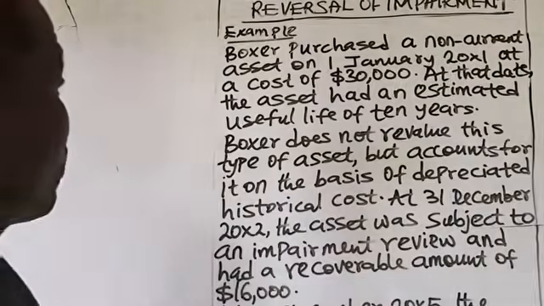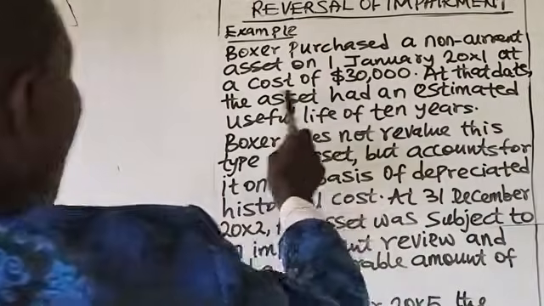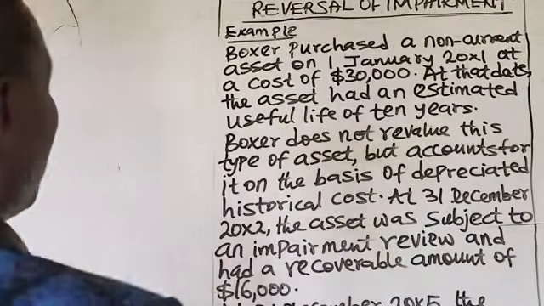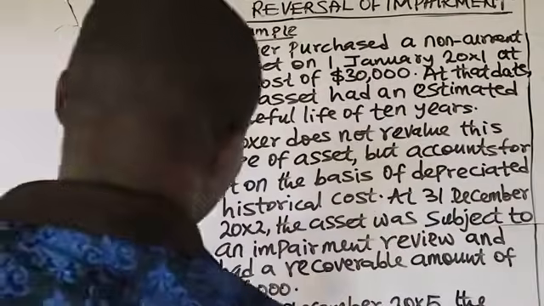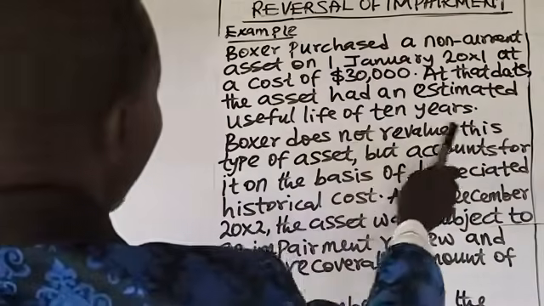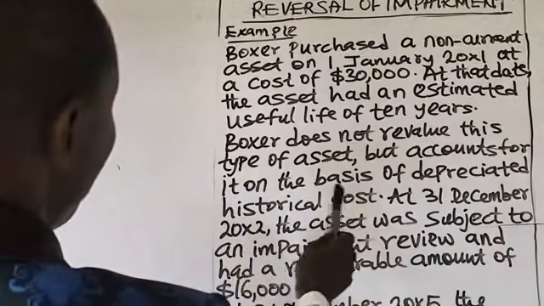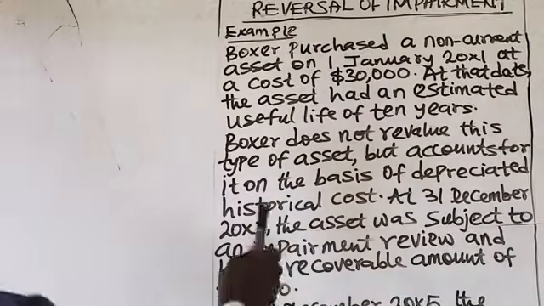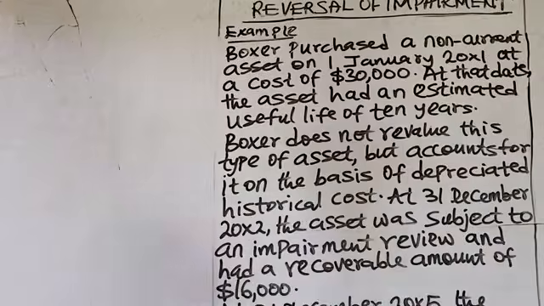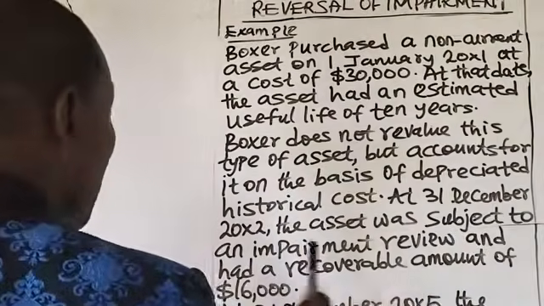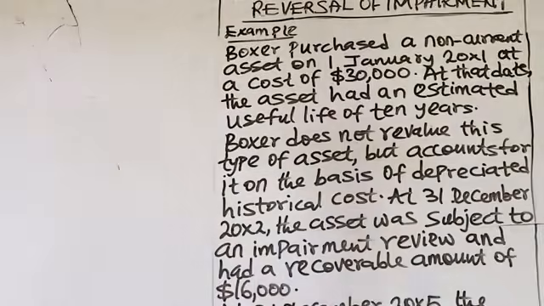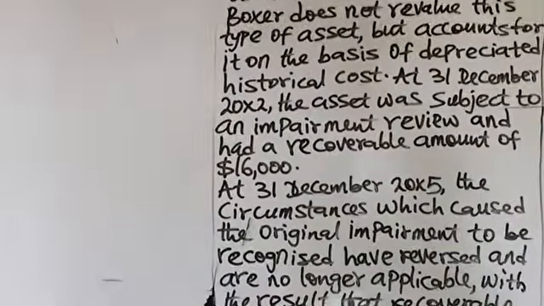At that date, the asset had an estimated useful life of 10 years. Buster does not revalue this type of asset, but accounts for it on the basis of depreciated historical cost. At 31st December 20X2, the asset was subject to an impairment review and had a recoverable amount of $16,000.